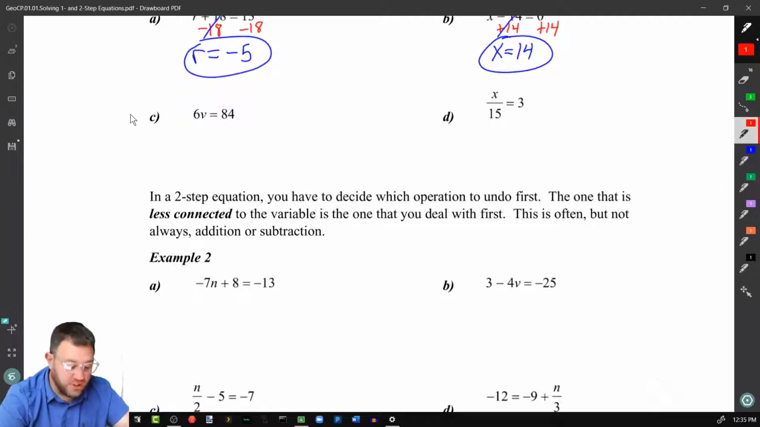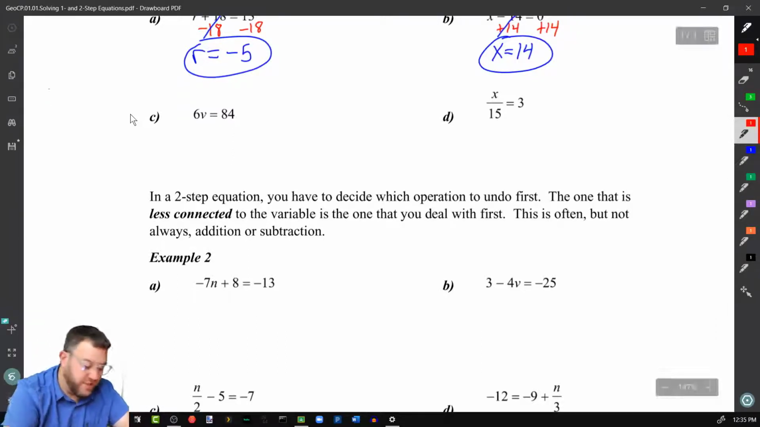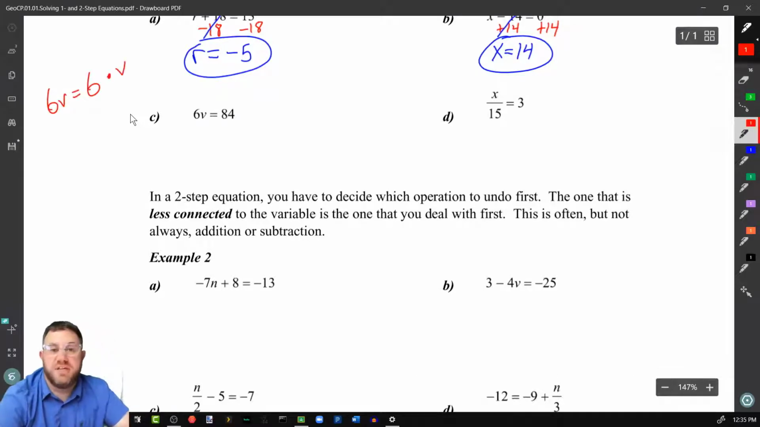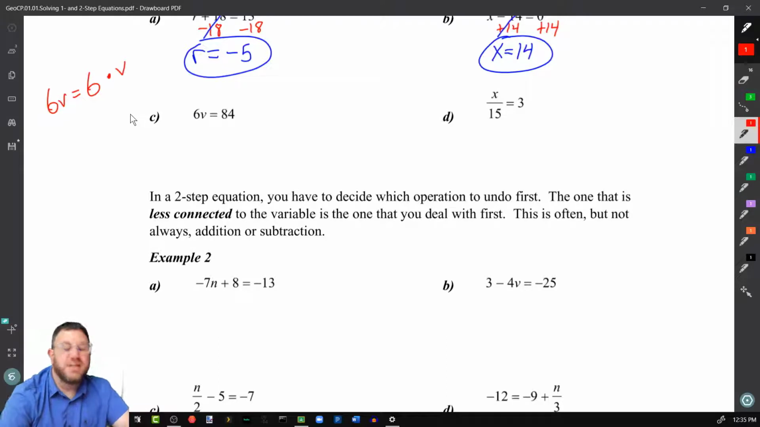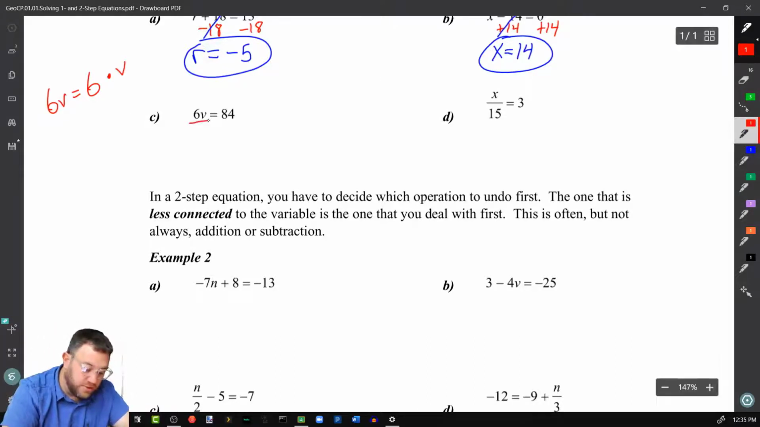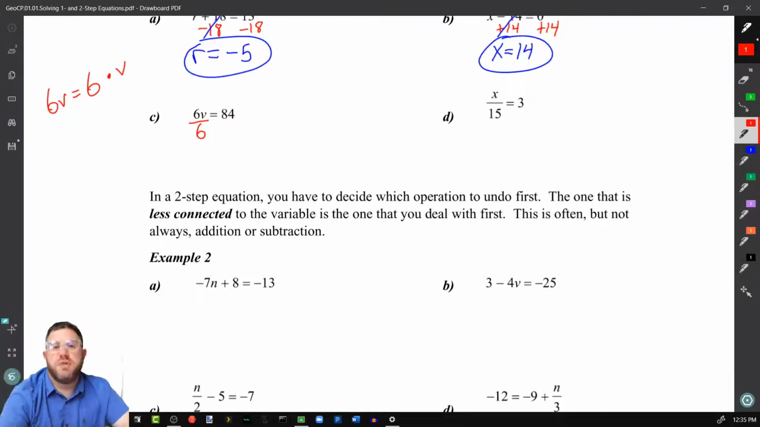For 1c, we've got 6v equals 84. Remember, 6v is the same as 6 times v. We just squeeze them together. The opposite of times is divide. So we're going to divide by 6. Fractions are really dividing problems, top divided by bottom. That's why I wrote this as a fraction.